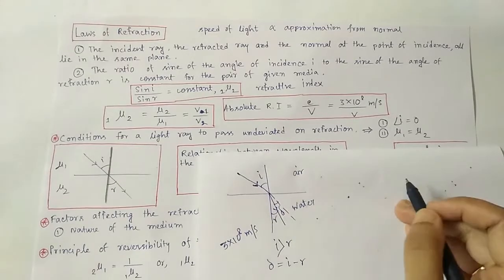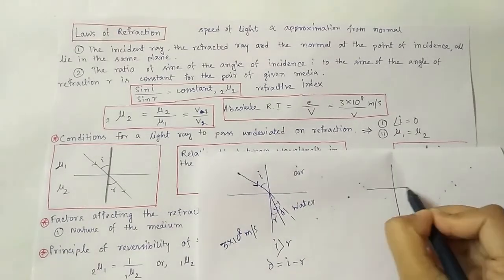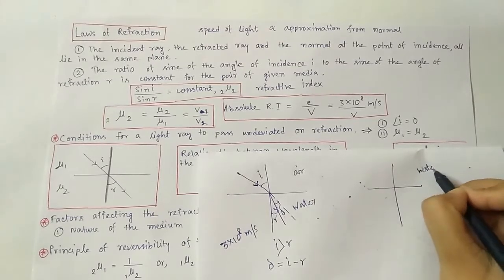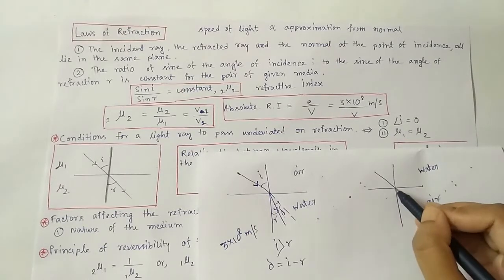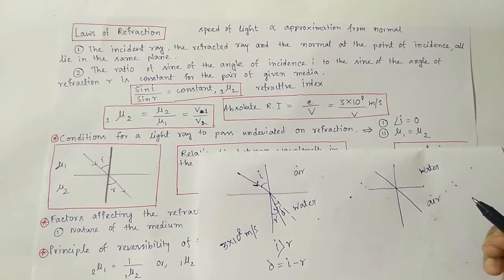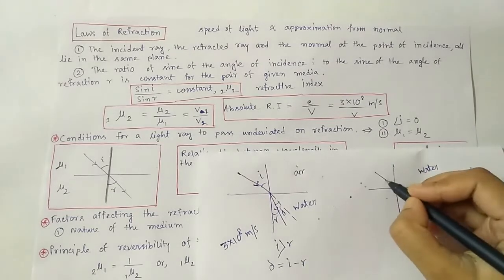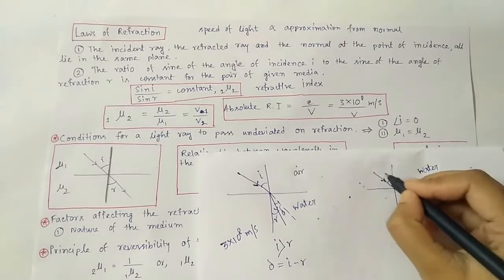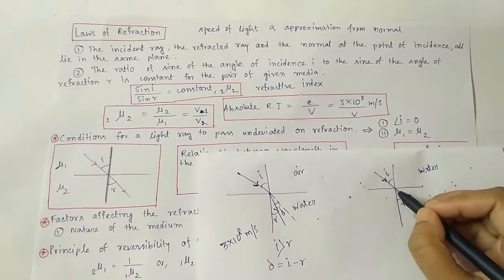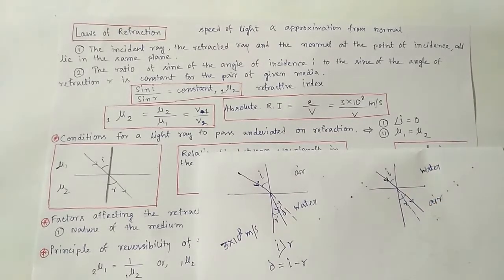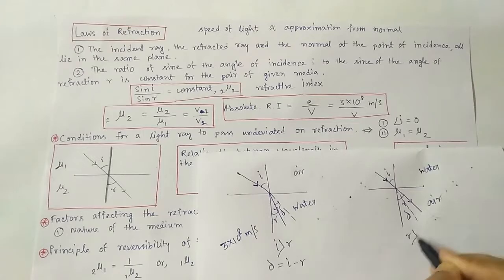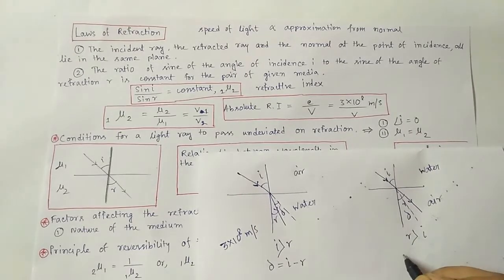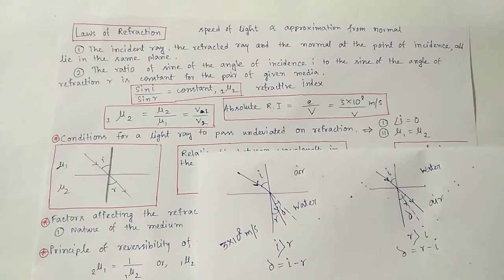And if we do the reverse, for example, if we pass light from water medium to air medium, we'll see that the direction of light changes and it slightly bends away from the normal. This will be the angle of incidence, and this will be the angle of the refracted ray. If we extend the line, we'll find this is the delta, and as here the angle of refraction is greater than the angle of incidence, delta is equal to r minus i. So this is the thing about refraction.